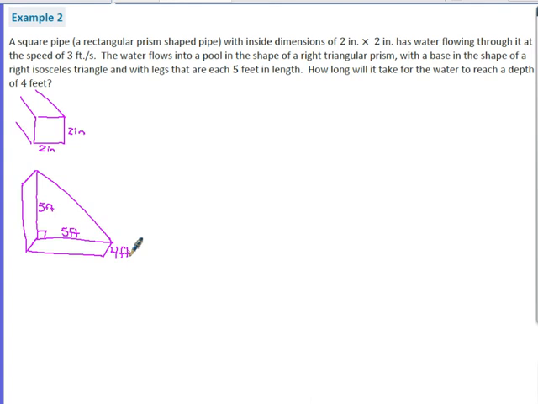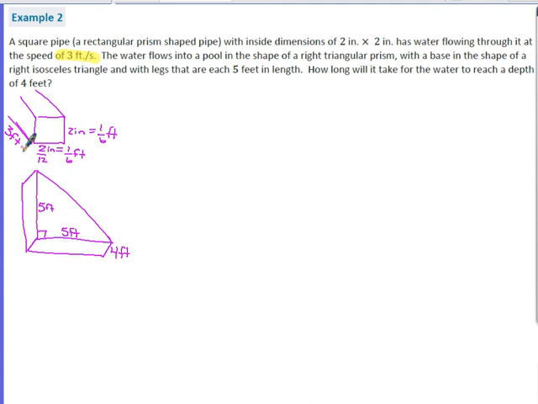Now the first thing I notice is that I have 2 inches here, but I have 5 feet here. So I probably want to turn these into feet. So we're going to divide these by 12. And that gives us 1/6 of a foot. So this one also equals 1/6 of a foot. Now, they tell us in the problem that it is filling at a speed of 3 feet per second. So if we want to know the volume of water that's going into the pool, we actually want to assume that this goes for 3 feet. So we'll calculate how much is coming out in 1 second. So that's where I want to start.